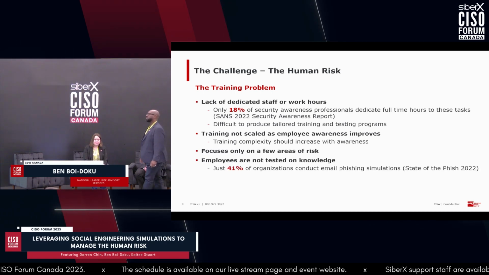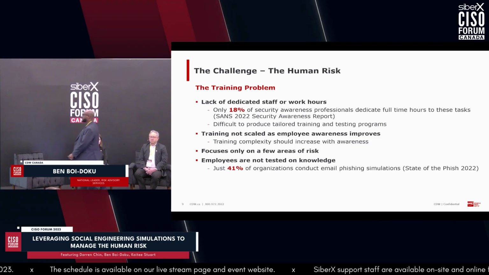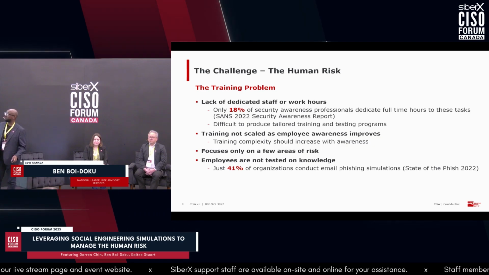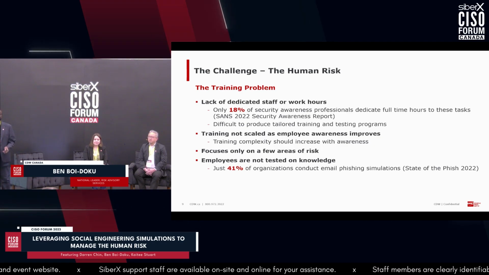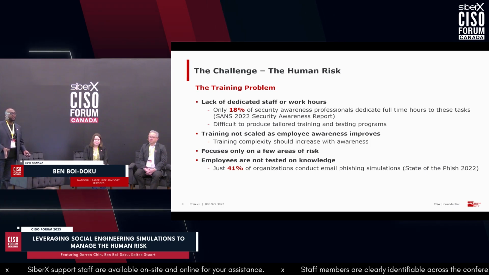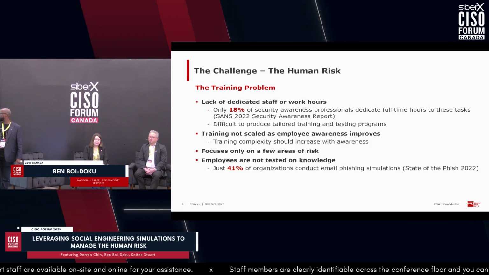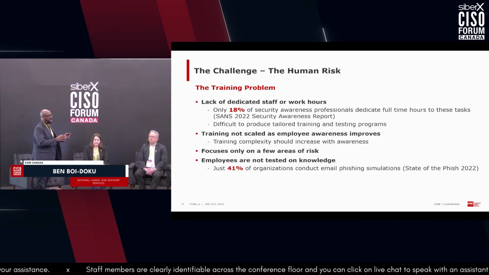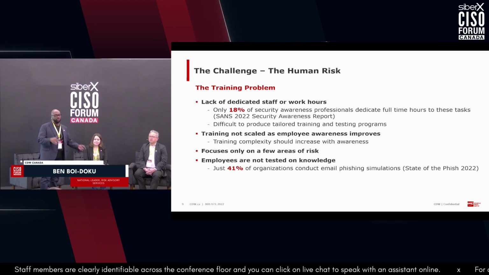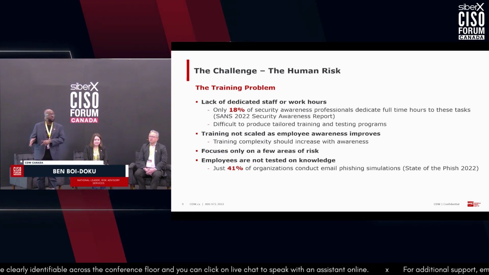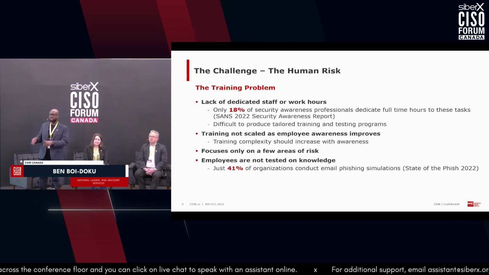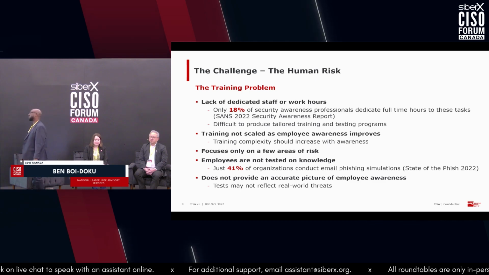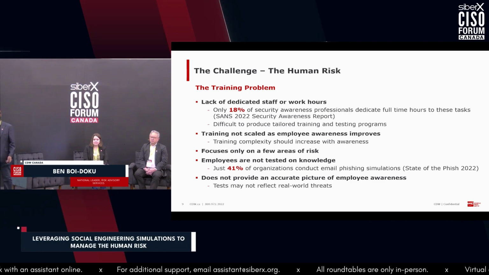Employees are not tested on knowledge. Only 41% of organizations conduct email phishing simulations. Now, if you think back at the statistic where 1 in 2 would pretty much fail a phishing attack, less than half conduct phishing simulations, and that's a problem in and of itself, whether it's the automated ones that send out monthly, or you bring in an organization with specialists to conduct a more targeted attack. And it does not provide an accurate picture of employee awareness overall.